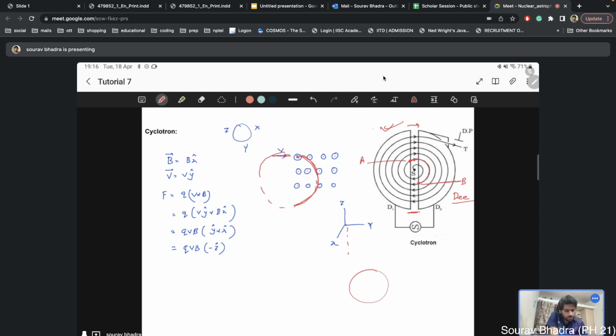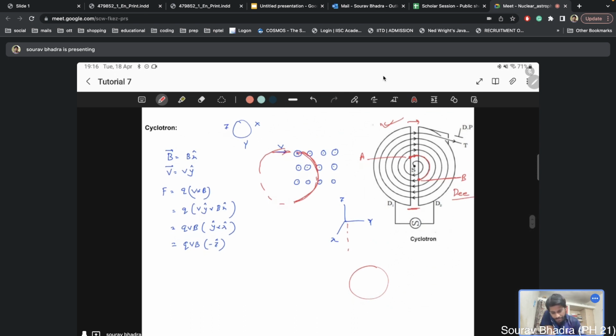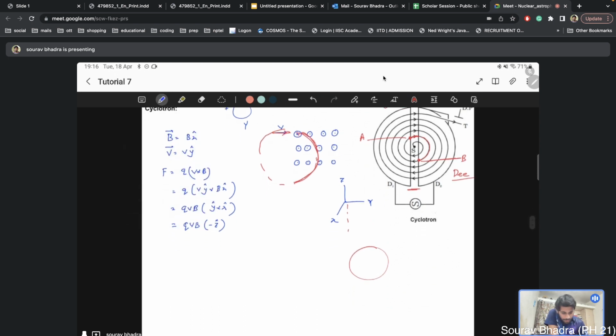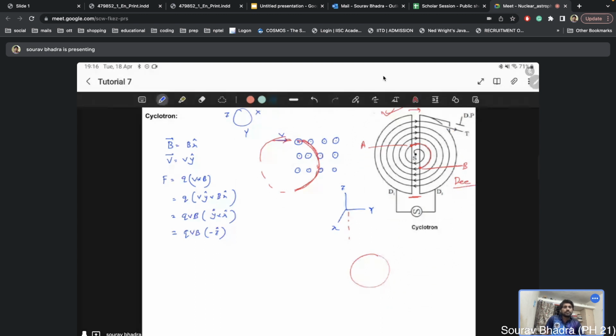Now I will not go into that part very deeply. Now what I will do is, suppose your particle has reached a maximum radius, you cannot increase your radius, and it will go out of the accelerator. So when it is going through a circular path, what will happen is that there will be a force of mv square by r acting outward on the particle.